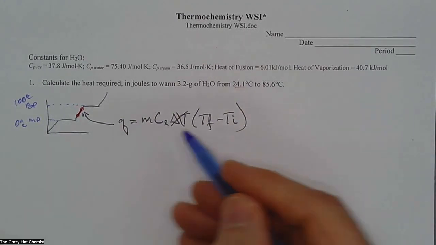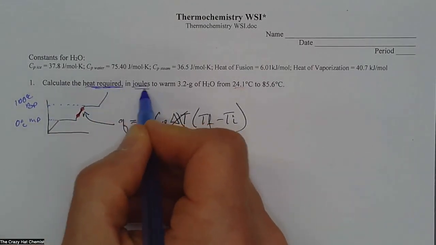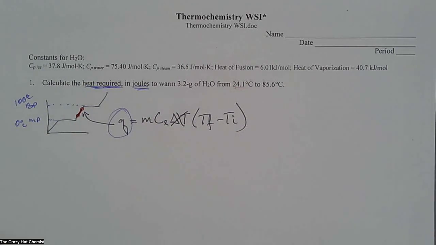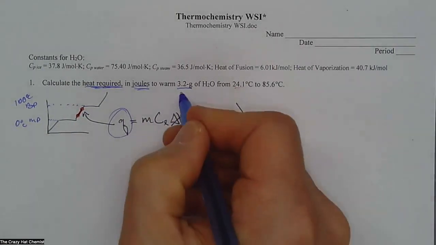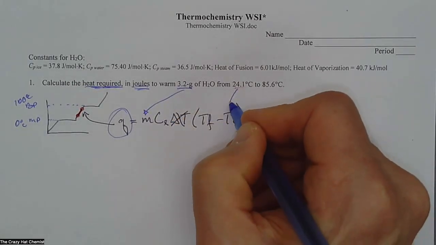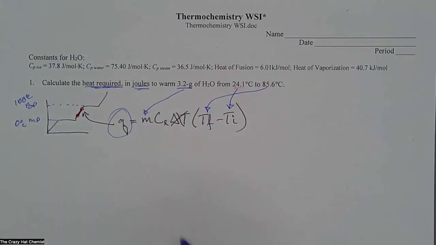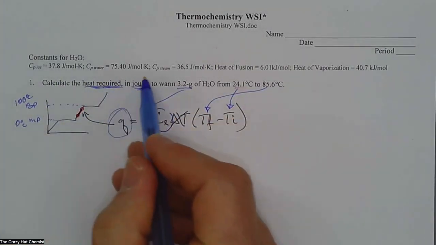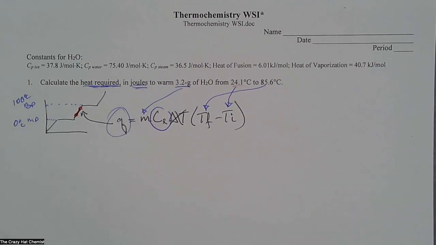So what we're going to do is plug into this. It says we're going to calculate the heat required in joules. So this is the heat term that's going to be in joules. This is 3.2 grams. That is most certainly a mass. This is my initial temperature, and this is my final temperature. And then this constant is given right up here. Okay, so we're going to be using that constant for this problem. So hopefully that gives you a summary of where all these numbers are.